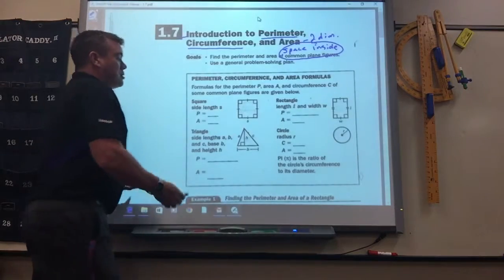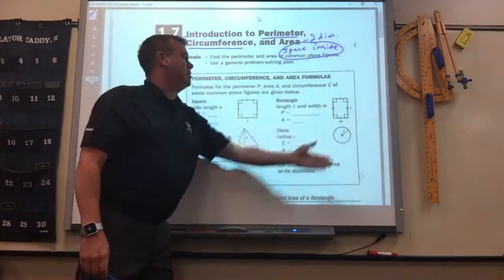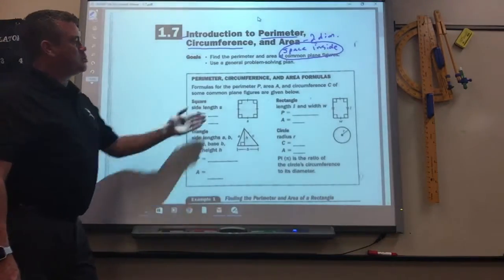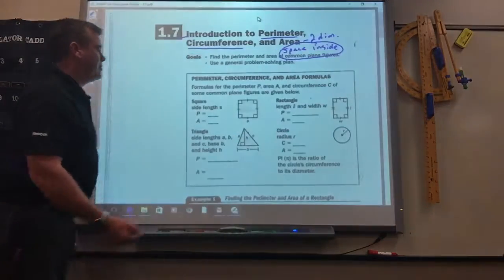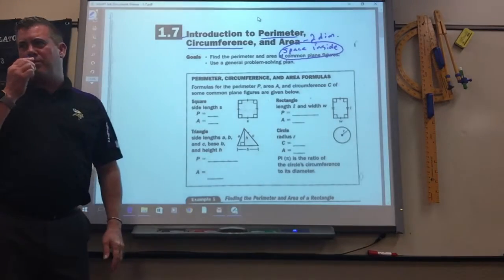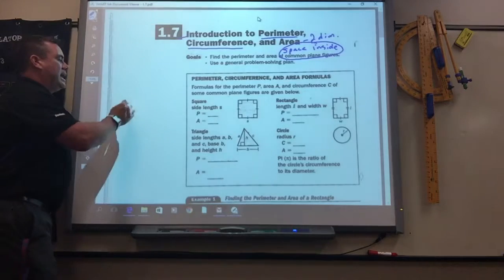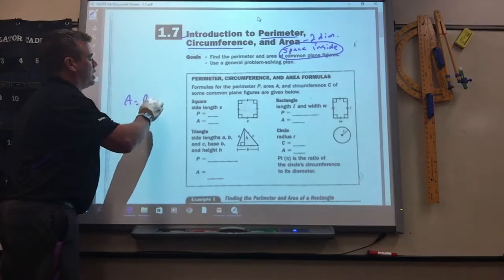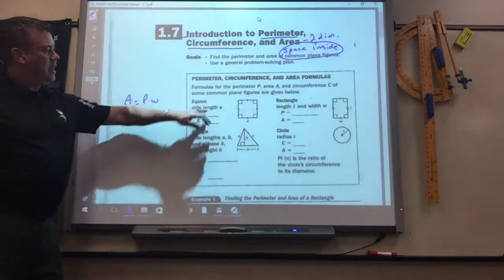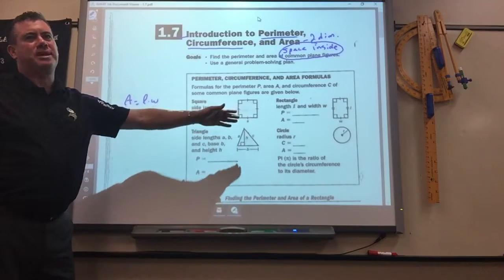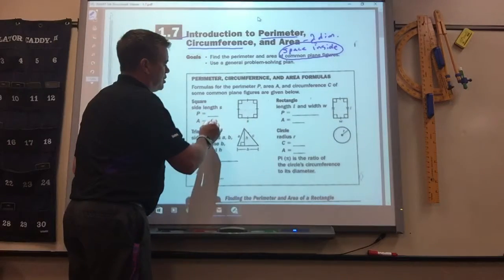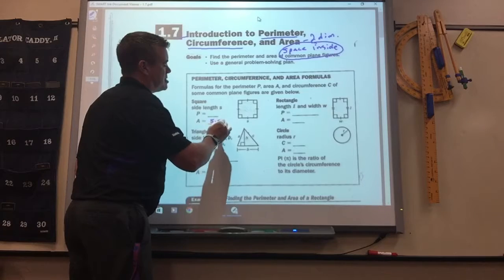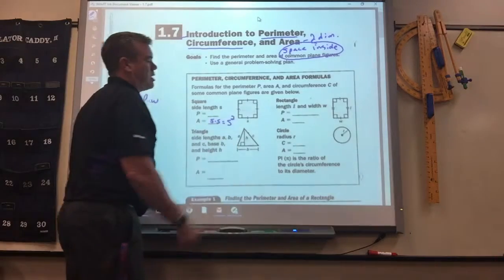Okay? So here's the basic ones that we'll be doing. Squares and rectangles are the same. I don't think I got to go through perimeter, do I? No, sir. Area is just length times width. On a square, the length and width are the same. So it's S, the side times the side, which you could write as side squared.